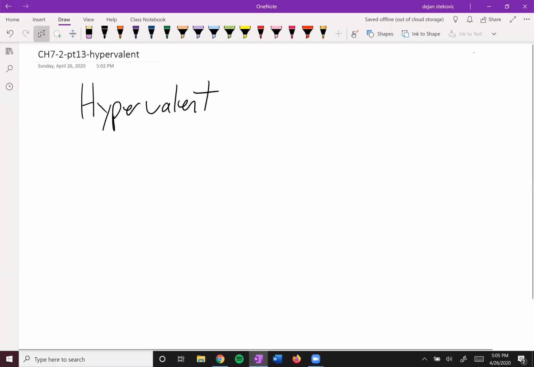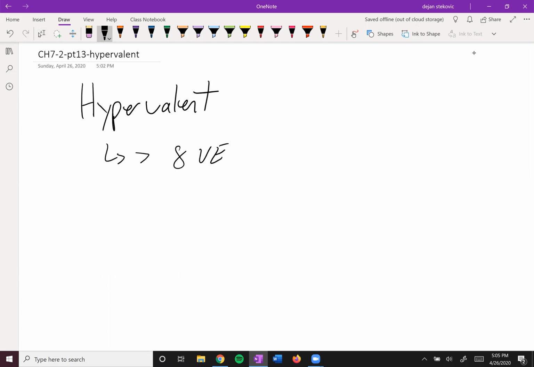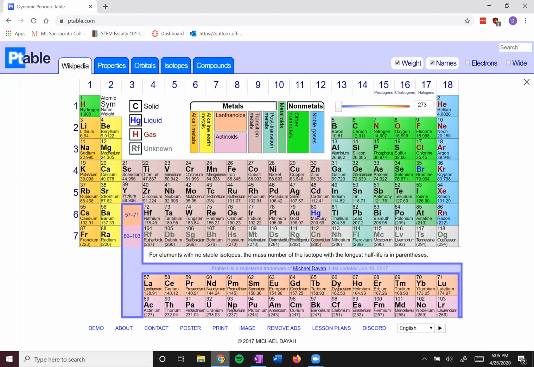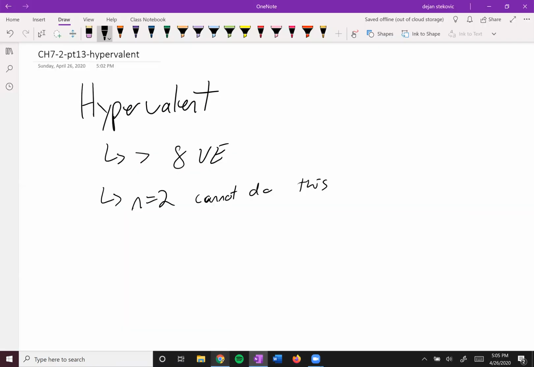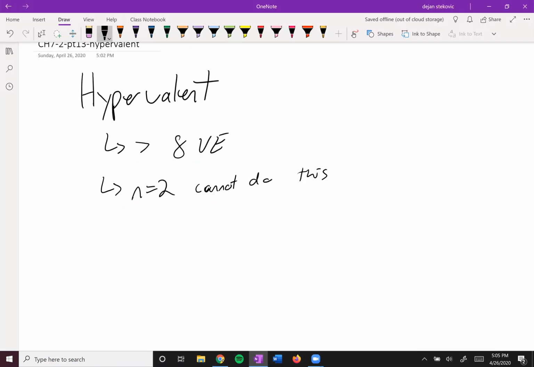All right, so our last exception to the octet rule is the hypervalent atoms, and so this is greater than 8 valence electrons. And the second group cannot do this, so n equals 2 cannot do this. So you think n equals 2, again, that's carbon, nitrogen, oxygen, and fluorine. They cannot break the octet rule. Anything below that, so n=3 or more, is capable of doing this.